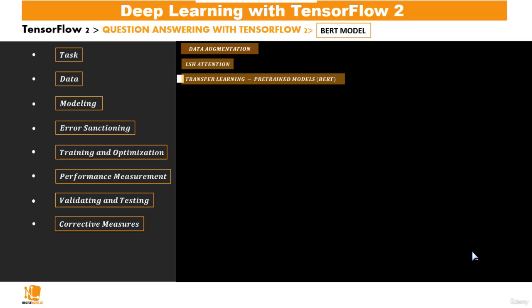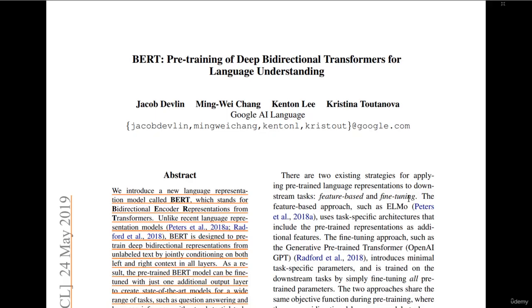Our next corrective measure involves transfer learning, that is, using pre-trained models like BERT to come up with a more sophisticated question answering model. Let's now look at this paper on BERT entitled Pre-training of Deep Bidirectional Transformers for Language Understanding.